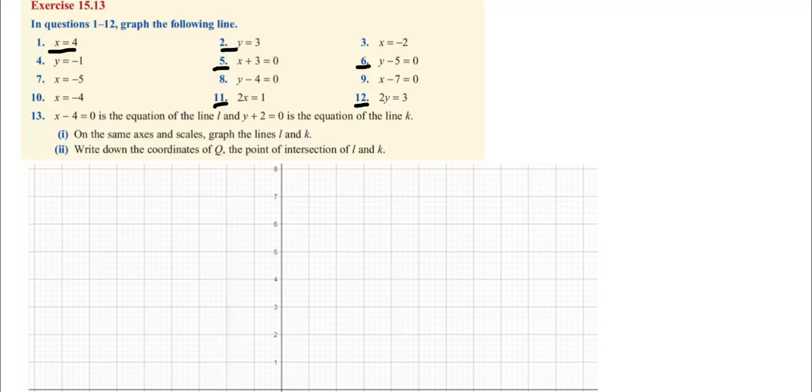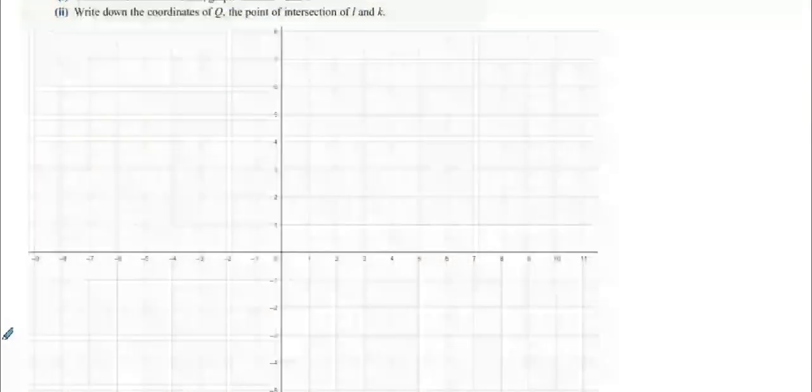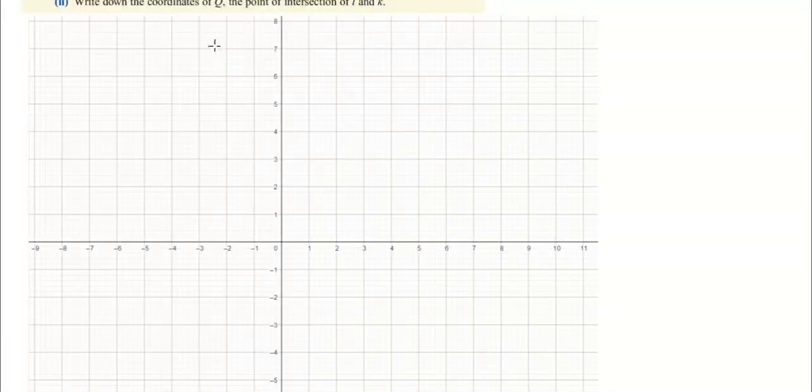Now I'm going to move on to question 5, which requires a small amount of prep work. In question 5, you have x plus 3 equals 0. Move the 3 over the other side, and then you get x equals minus 3. And all you have to do is draw a line through x equals minus 3, like so. And there it is done. So that's x equals minus 3 done.